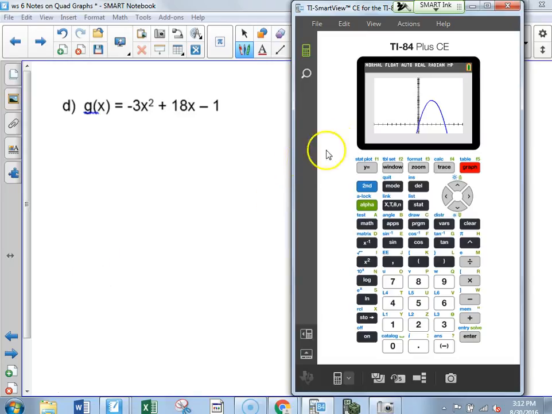All right, what are we actually trying to find in this problem? The vertex, which is called the maximum. Can you do that? Very awkward. It doesn't come out nice?